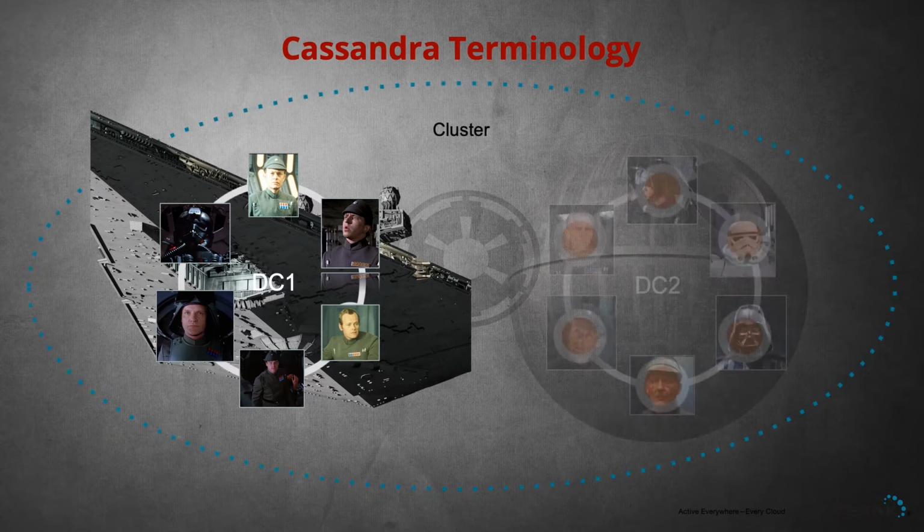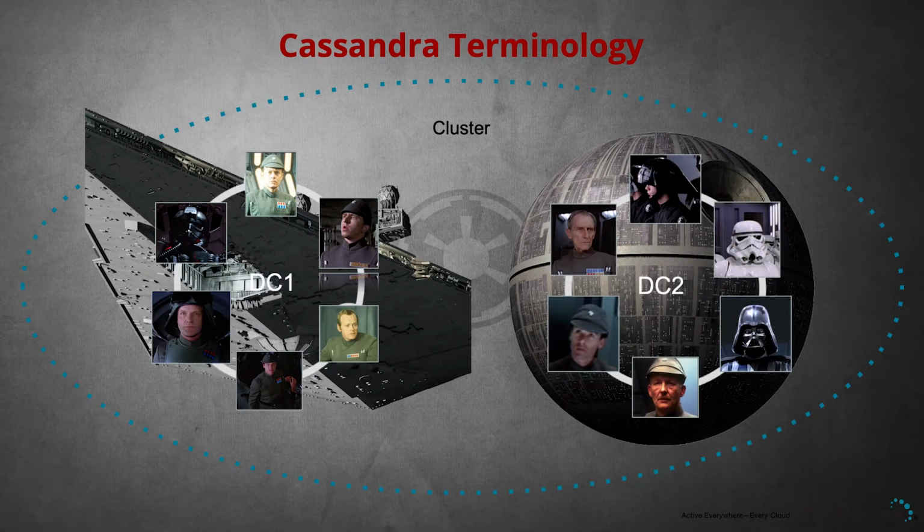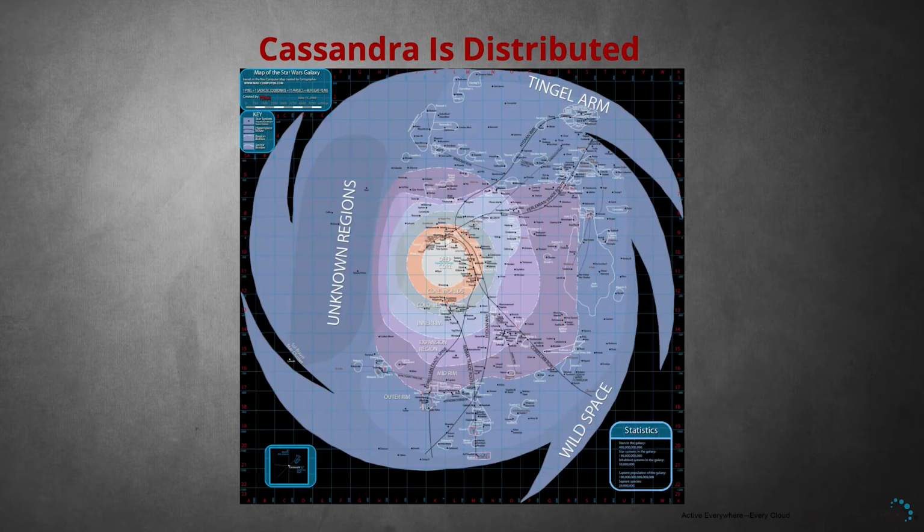Each cluster then can have multiple data centers in it. This is a single cluster, a single database, but we're spread out over two separate locations. In this case, we're looking for the fleet to each have their own data center on each of the ships, and have one cluster across the entire Empire. As you can see, we're fairly spread out. Everything you see there that has names filled in is where we're working.